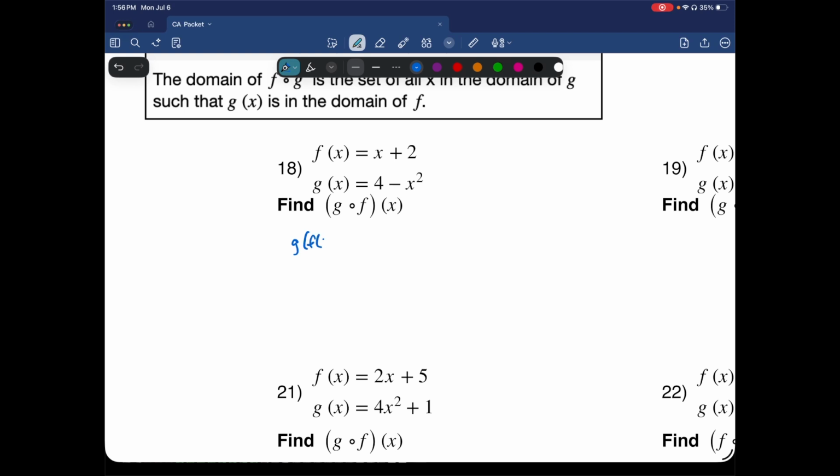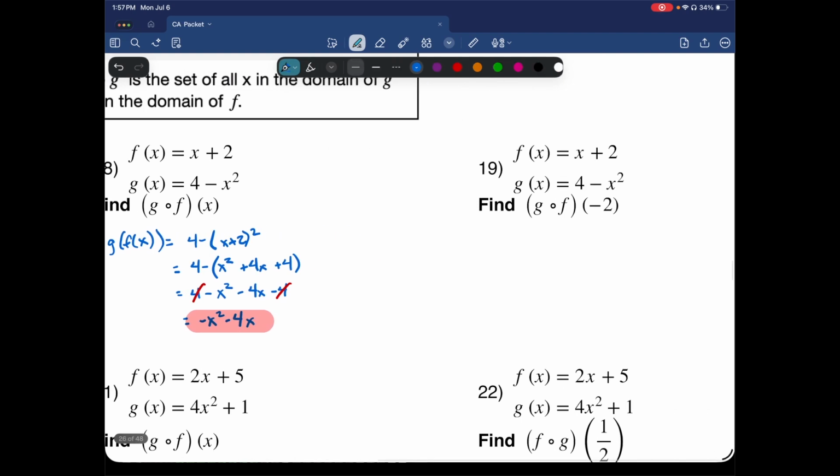For 18, this is g of f of x. So I'm taking f and plugging it into g. So that's going to be 4 minus parentheses x plus 2 all squared. All right, so I'm going to have to expand that out. 4 minus x squared plus 4x plus 4. And I keep the parentheses for now because I got to distribute the negatives. So it's going to be 4 minus x squared minus 4x minus 4. And as you can see, the 4's fall out. And so I'm simply left with negative x squared minus 4x. Okay, you don't have to take a GCF or anything. You're just trying to simplify.